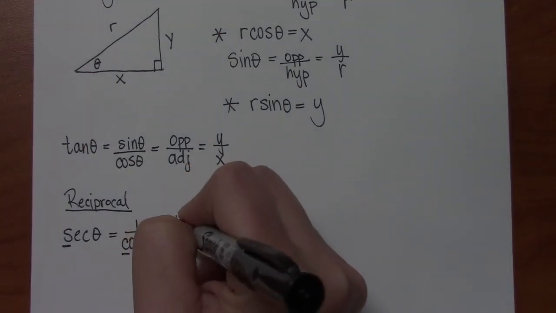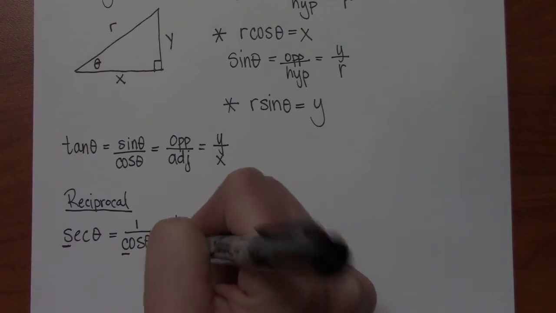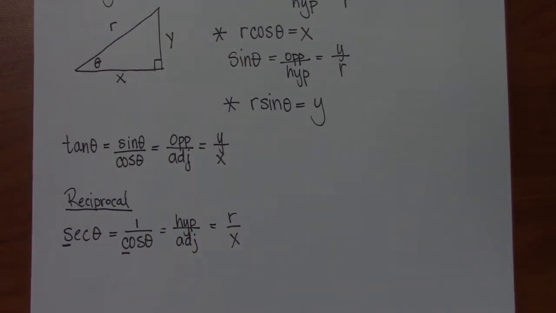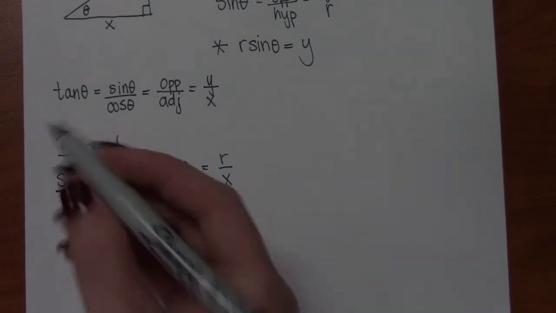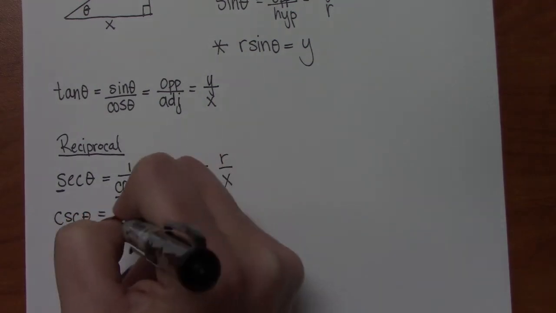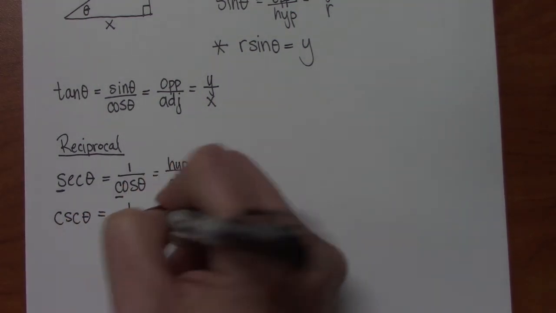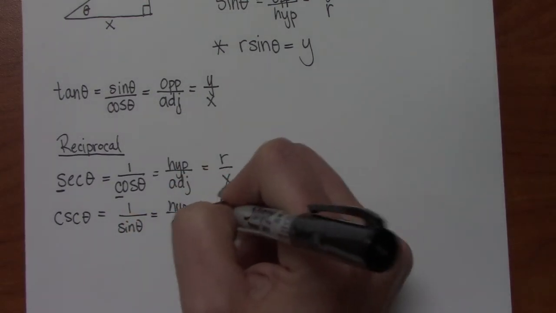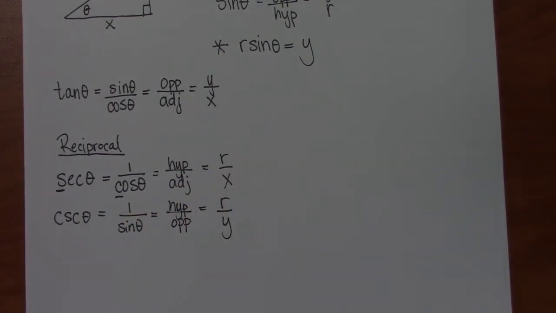So it would be hypotenuse over adjacent, or r over x. If you're looking at the unit circle and we ask you to find secant of a value, then you find the cosine of that angle and you flip the answer upside down. Cosecant is 1 over sine theta, so that's hypotenuse over opposite, and so we get r over y.